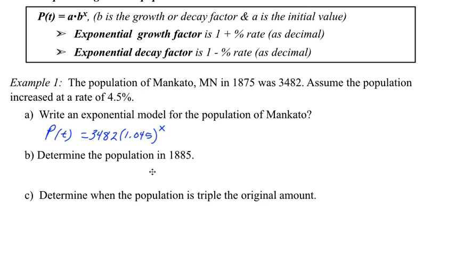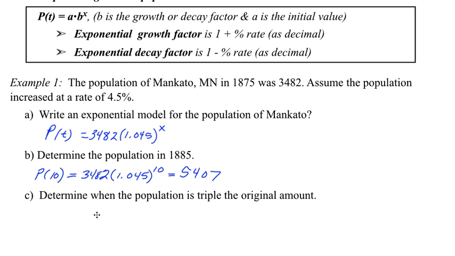The second part is to determine the population in 1885. Well, that's just 10 years after our initial value, so we are going to find the population when our time factor is 10. So P of 10 is equal to 3,482 times 1.045 to the 10th power, and if you plug that into your calculator, you get 5,407.